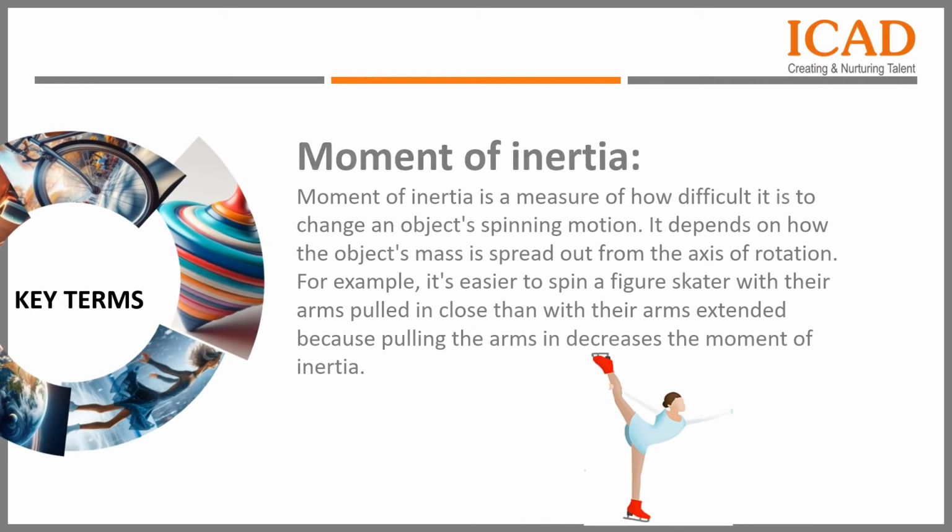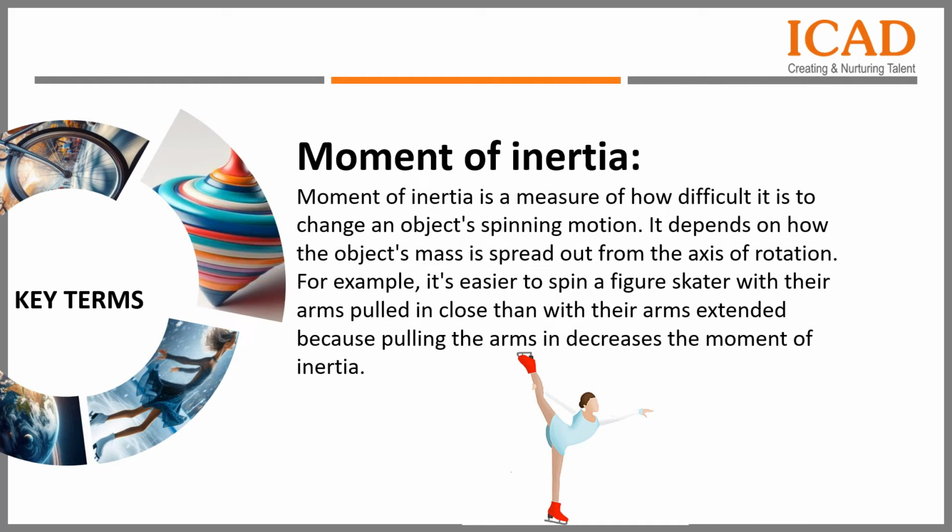Now let us understand the term moment of inertia. Moment of inertia is a measure of how difficult it is to change an object's spinning motion. It depends on how the object's mass is spread out from the axis of rotation. For example, it's easier to spin a figure skater with their arms pulled in close than with their arms extended, because pulling the arms in decreases the moment of inertia.